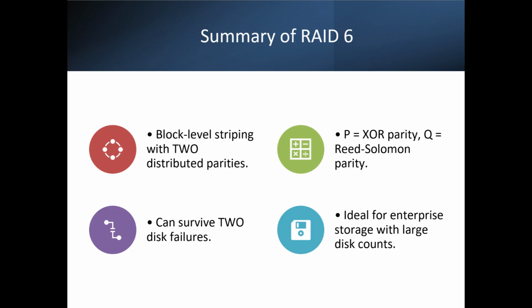So RAID 6 is essentially RAID 5 with an extra layer of protection. By using both XOR parity and the Reed-Solomon parity, it survives two disk failures. This makes RAID 6 ideal for large scale enterprise storage where data safety is critical, but the trade off is slower writes and longer rebuild times. So RAID 6 is strong and resilient, but it comes with some cost in performance.